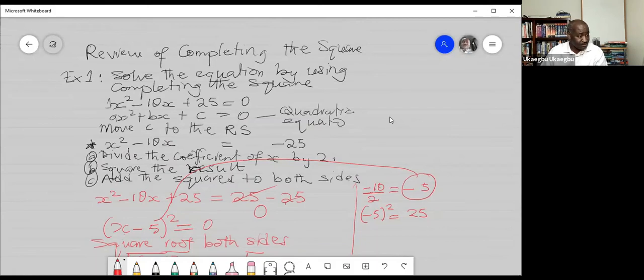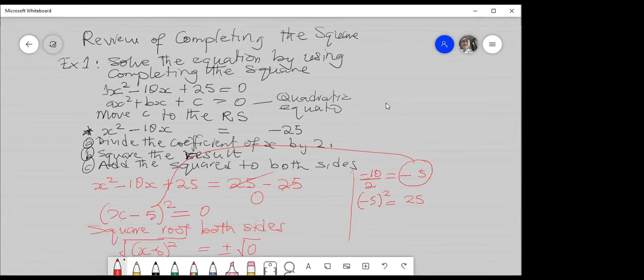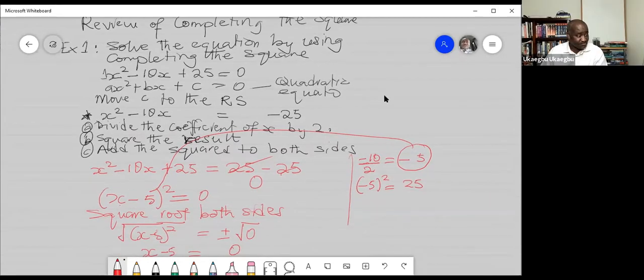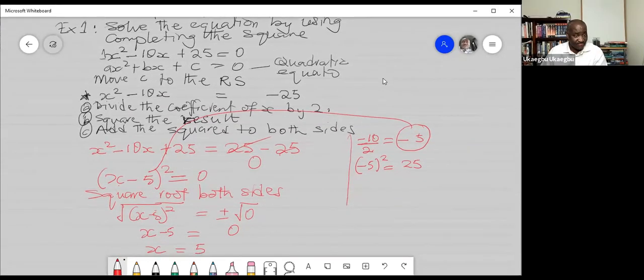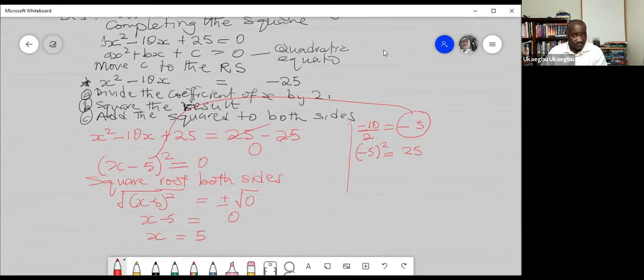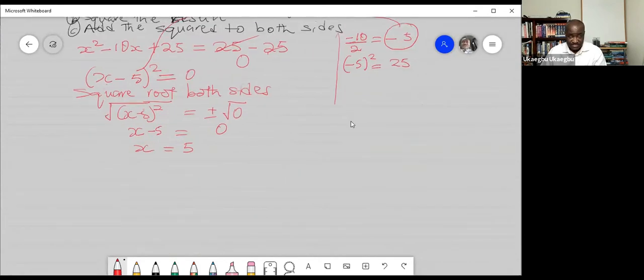Let's do one more example where we need to divide the coefficient of x squared, where we have another value other than 1 on the coefficient of x squared. Let's do one more example, okay? So example two is, let me do this one.